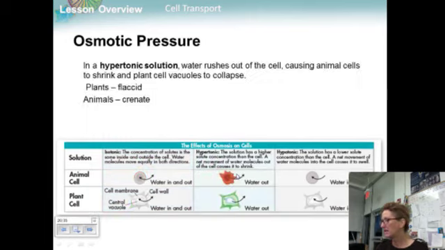In a hypertonic solution, water rushes out of the cell, causing animal cells to shrink and the plant cell vacuoles to collapse. That's when you see the plants go limp, and it's called a flaccid cell. In animal cells, when they shrink up, it's called to crenate. All right, it gets shrunk up.